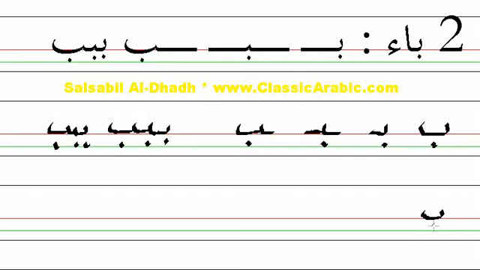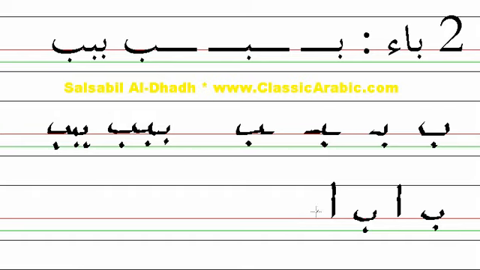Now we learned already the ba with the alif. So this is the ba, this is the alif. The ba is a connector while the alif is non-connector. So this is the ba and this is the alif. Now if we want to read this word composed from 4 letters, so it will be ba ba, which means father in the modern standard Arabic.